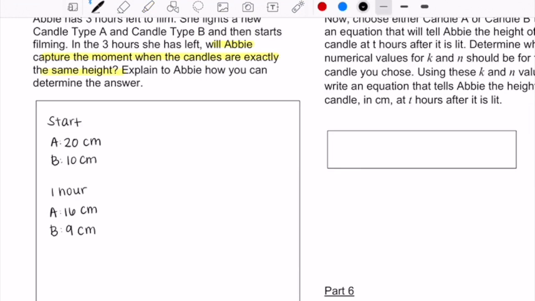On this question, you don't have the capability to draw lines to make a table, but I think that making a table would be a nice way to demonstrate the answer to this question, so I'm going to do that by making a list. So at the start, candle A is 20 centimeters and candle B is 10 centimeters. After 1 hour, candle A has gone down to 16 centimeters and candle B has gone down to 9 centimeters. So they're still not equal to each other. Candle A is still taller.